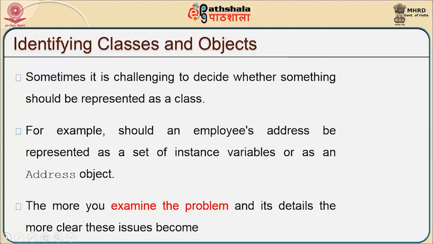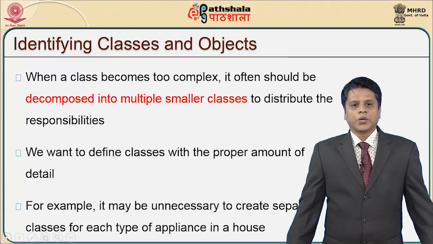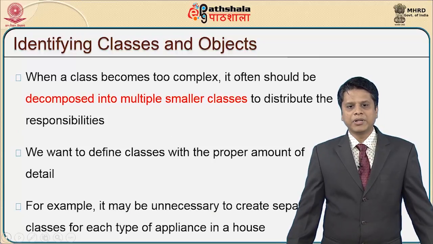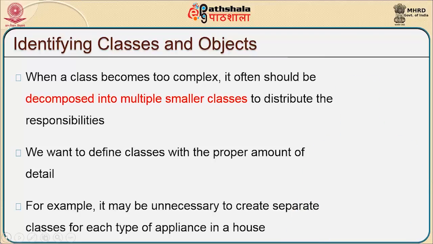So the more you examine the problem and the details, the clearer the issues become. When you look at address as an object, it becomes very simple and we take all the values together. But when you want to make it very complex, the issues will propagate. When a class becomes too complex, it often should be decomposed into multiple smaller classes to distribute the responsibilities. We want to define classes with the proper amount of detail. For example, it may be necessary to create separate classes for each type of appliance in the house.